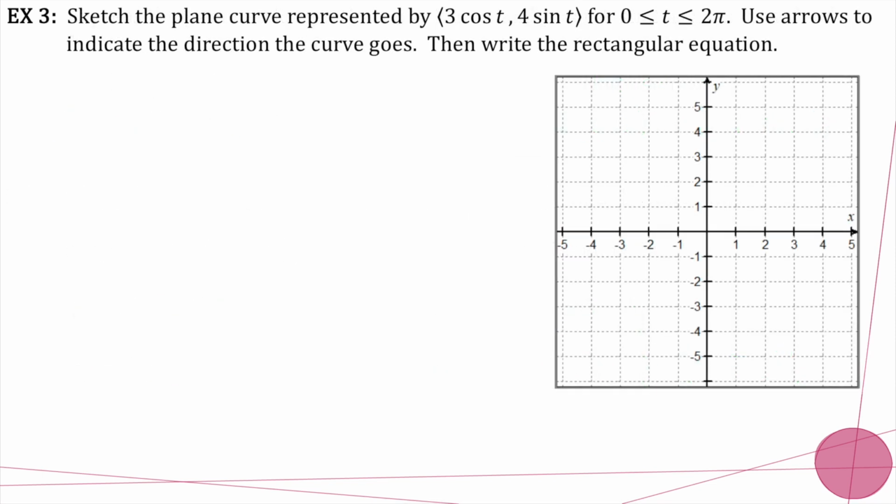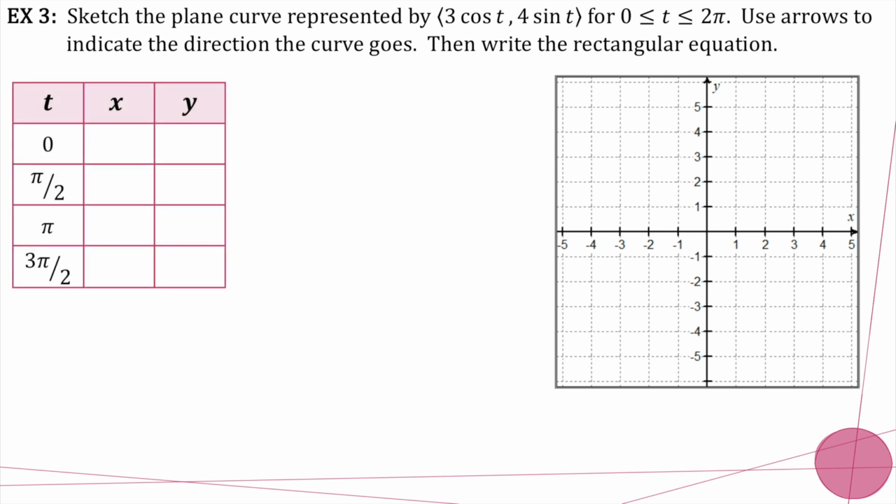Example 3. Sketch the plane curve represented by 3 cosine t, comma 4 sine t between 0 and 2 pi. We're going to use arrows to indicate the direction the curve goes and then write the rectangular equation. I think you're going to find that this is pretty much just like graphing a parametric set of equations. So let's start with just a simple t, x, y table to see what's going on.